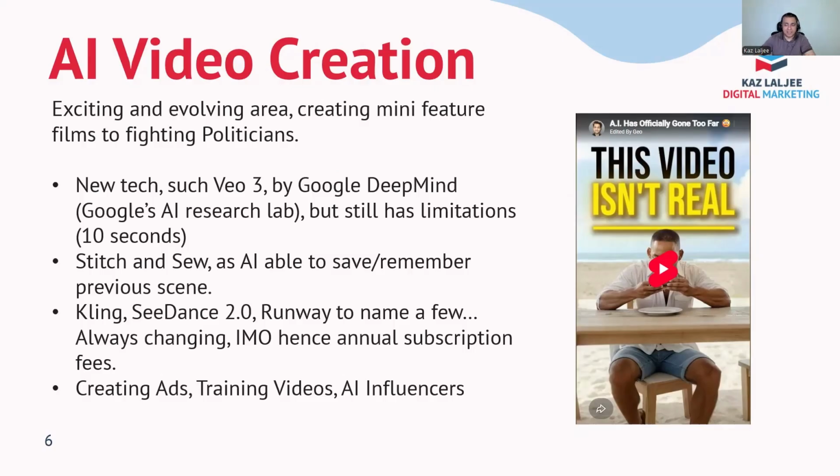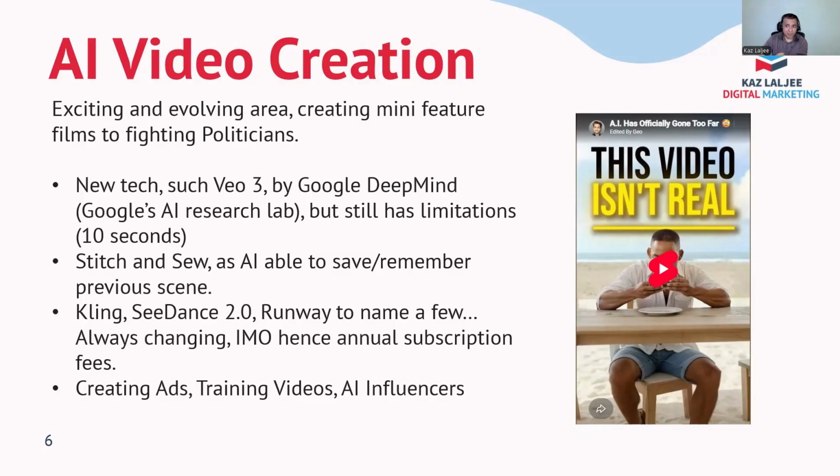Some of the new technology that's helping people do that, you've got things called VO3, which is made by Google DeepMind. Google DeepMind is Google's AI research lab. But at the moment, it's got limitations, so it can only go 10 seconds long. I think in the video I showed you earlier in this course, in the core module before the update, there was one we created of the woman in the coffee shop, and she stood up, and I was like, wow, you can make a photo come to life. And now we're not just making photos come to life, we're making films that are 10 seconds long.